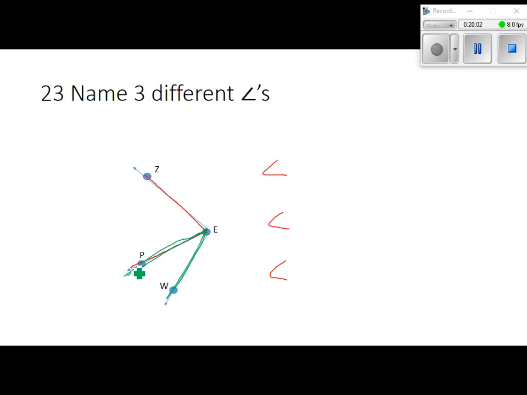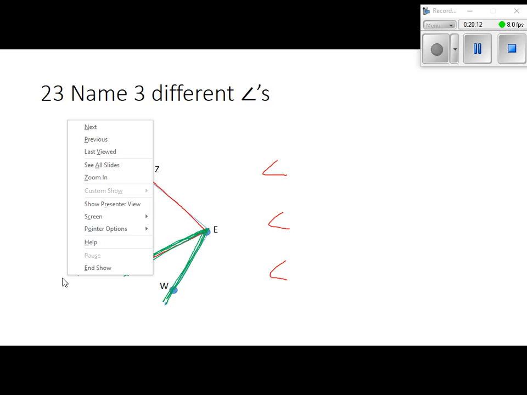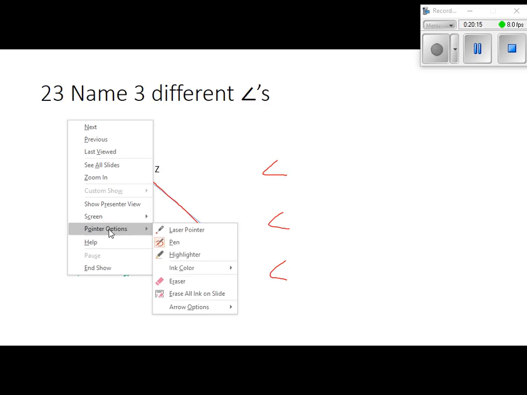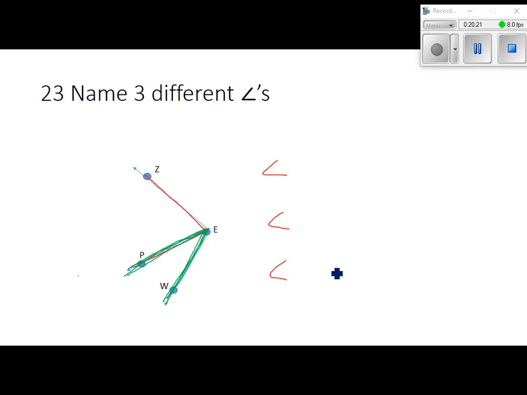Remember, when you name it, it's just like you're walking around it. So we start here, go that direction, use the letters in the same way. Next one. Be this blue angle, and that's the whole angle. So we start here, start with that letter, then that one, then that one. 3 different angles.